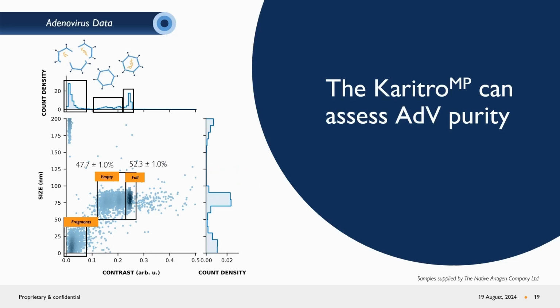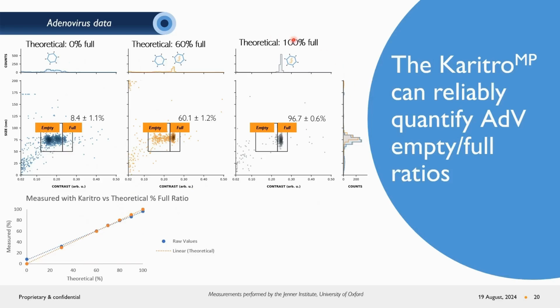In order to investigate whether the Karitro could reliably quantify adenovirus empty to full ratio, we did this piece of work in collaboration with the Jenner Institute at the University of Oxford. They measured different empty to full mixtures ranging from 0% full to 100% full. So the two populations, empty and full, were mixed together in different ratios, and then the percentage ratio of the full and empty were measured on the KaritroMP. These data were then compared to the theoretical percentage calculated from the mixing ratios.